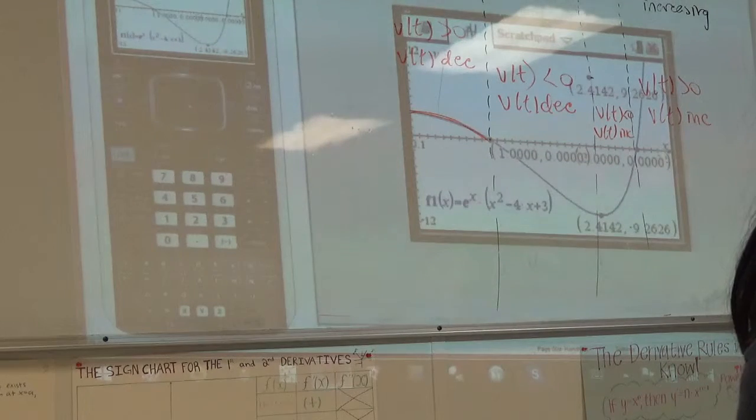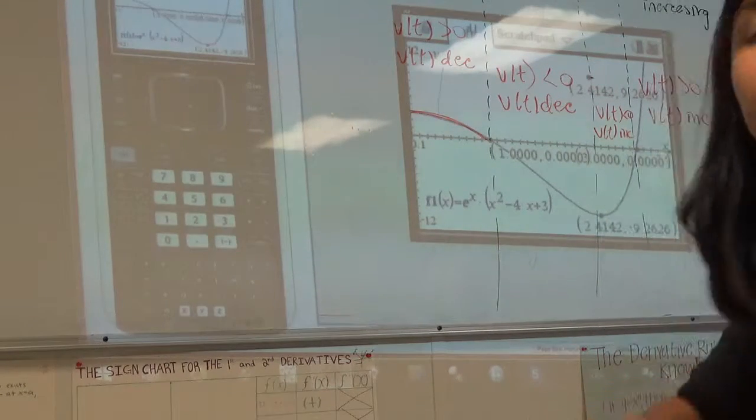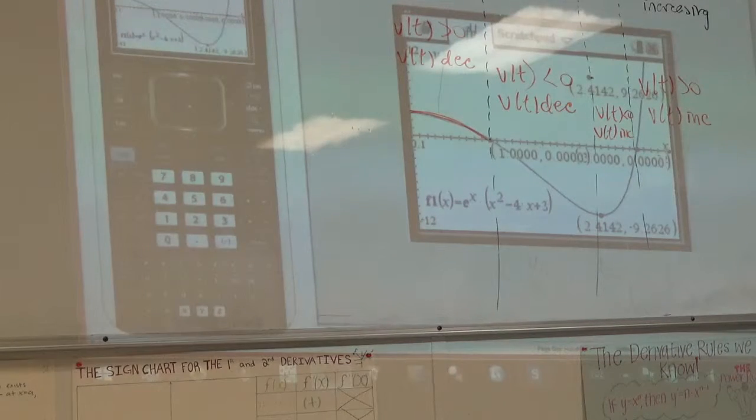Thumb up or thumbs down? Thumb up means speed is increasing. Thumb down, speed is decreasing. Velocity is positive and increasing. Think about that for a second. Velocity is positive and increasing. Is the speed increasing or decreasing or no idea? Put your thumb in your eye. Velocity is positive and increasing. Is speed increasing or decreasing? Speed is increasing. Nice.